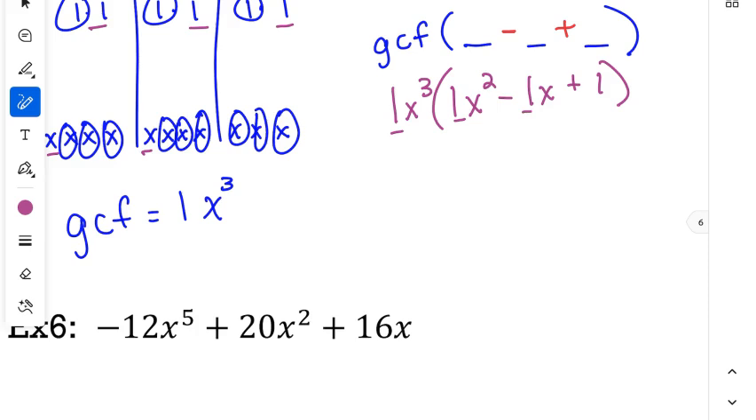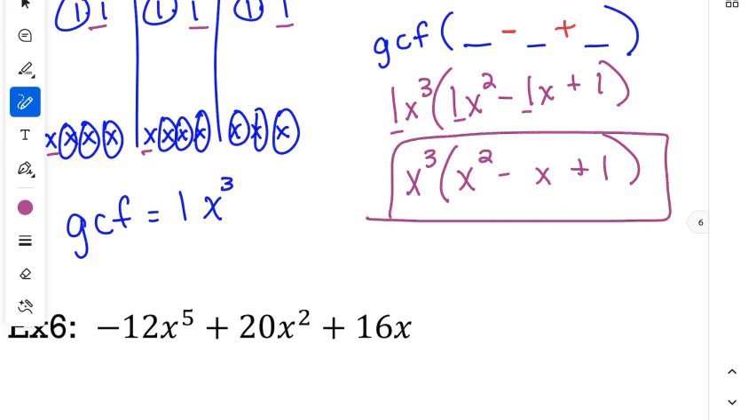Okay, but we could write this simpler. We could leave off these ones, but we would have to leave that last one. So you can leave it just like that and all good. Or you can change this to x cubed, x squared minus x plus 1. All I did was take out the ones that were coefficients.